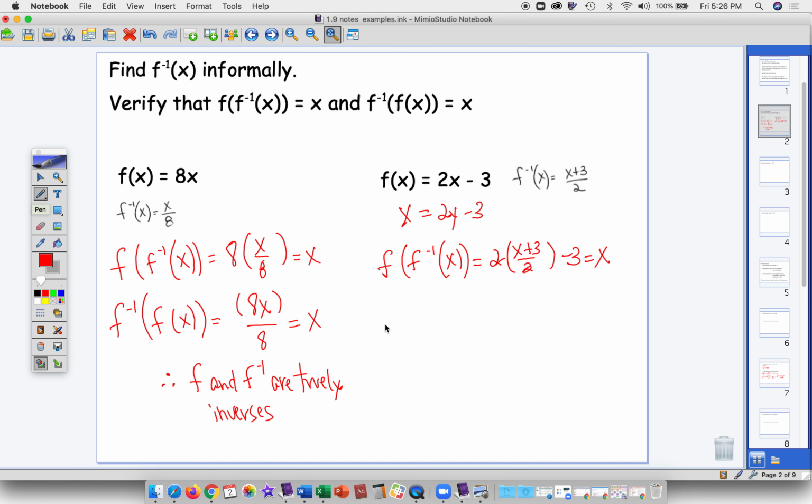Okay, I also need to show the other composition. So now I'm going to take f inverse of f. So I'm going to start with that outer function, which is x plus 3 all over 2. And in the parentheses, I'm going to put the inner function, which is 2x minus 3. I'm just putting the parentheses there to show what's going inside the inner function. I can drop them. I really don't need them here. And I would have 2x minus 3 plus 3, so the 3's cancel out. 2x over 2 is equal to x. So that verifies that I did find the correct inverse, and that my expression x plus 3 over 2 is the inverse of 2x minus 3.